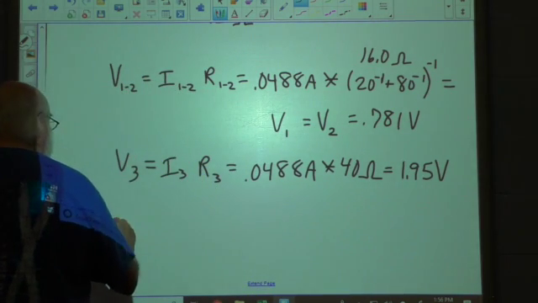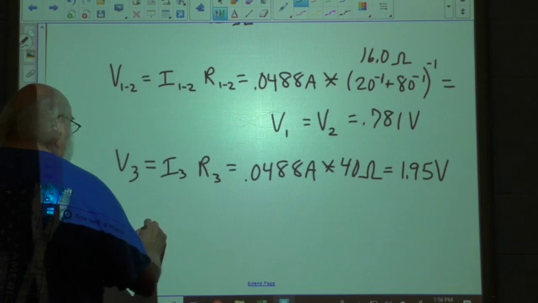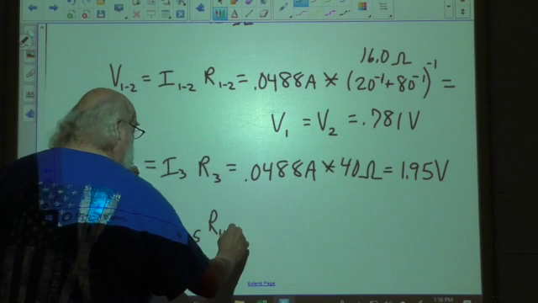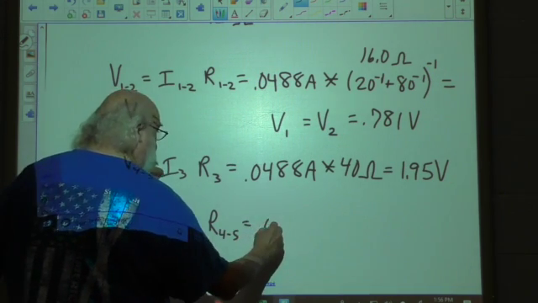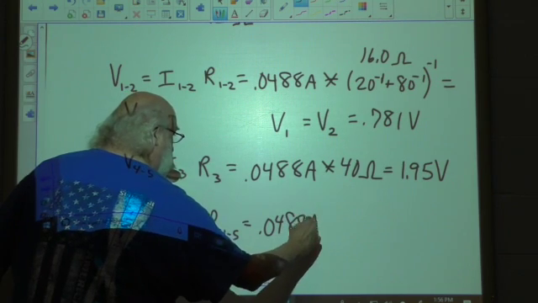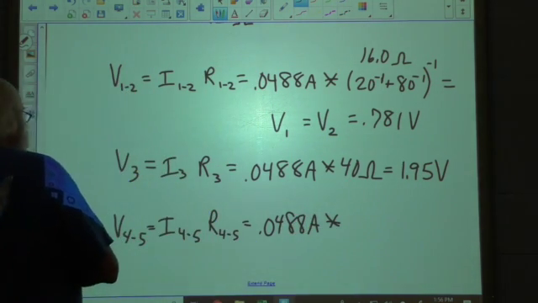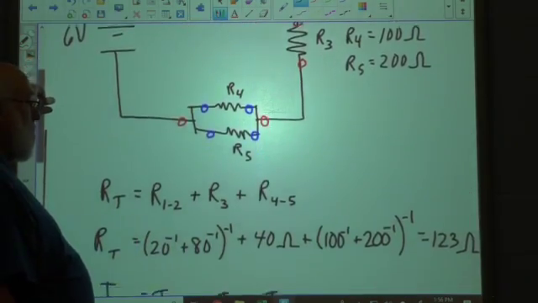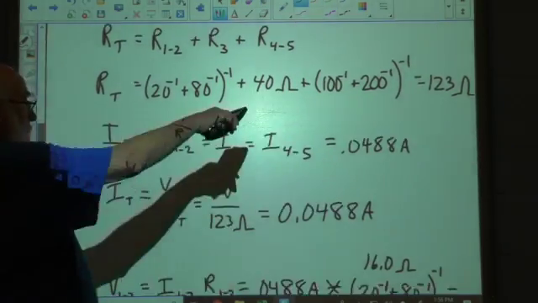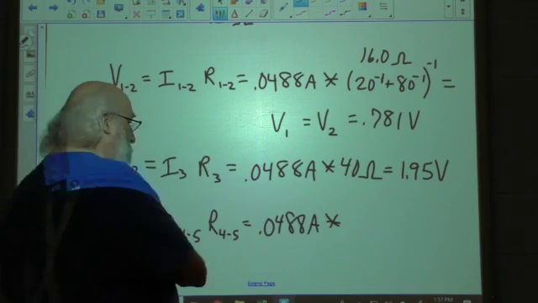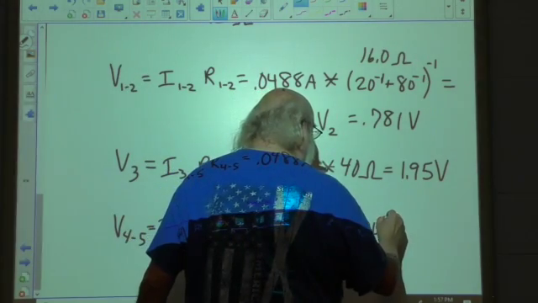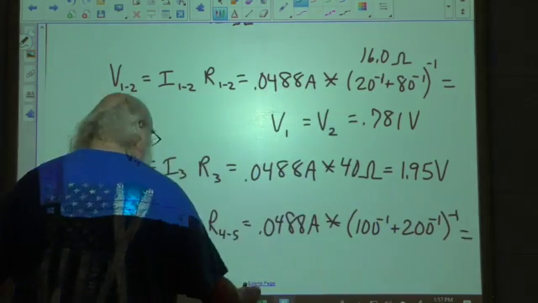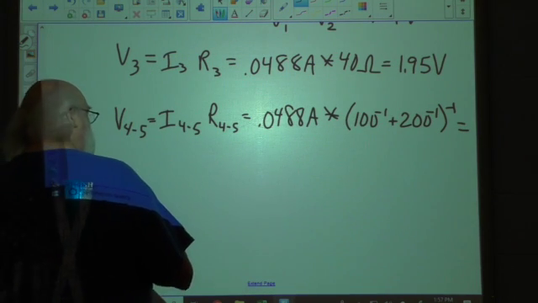Okay, and then V4 and 5 is equal to I4 and 5 times R4 and 5. And that's 0.0488 amps times R4 and 5, which we have not calculated either, but we know it's 100 to the negative 1 plus 200 to the negative 1, all to the negative 1 power. And I'll go ahead and do that calculation real quick.